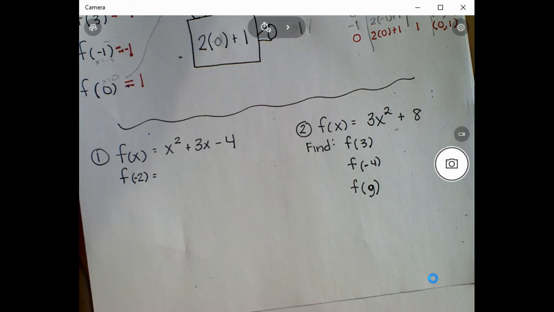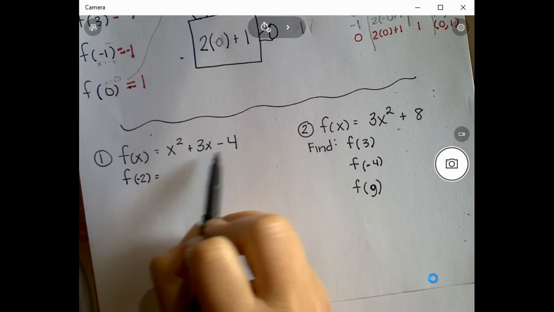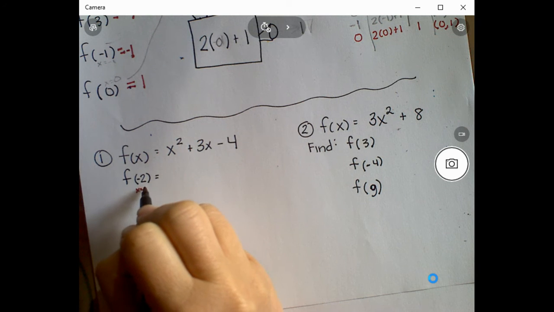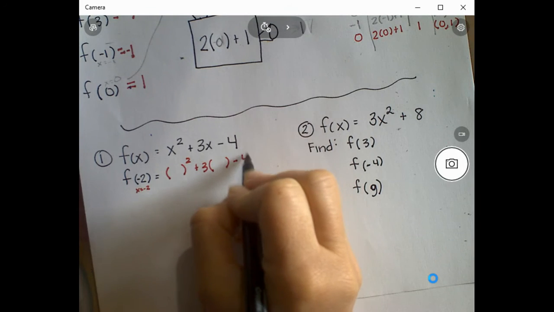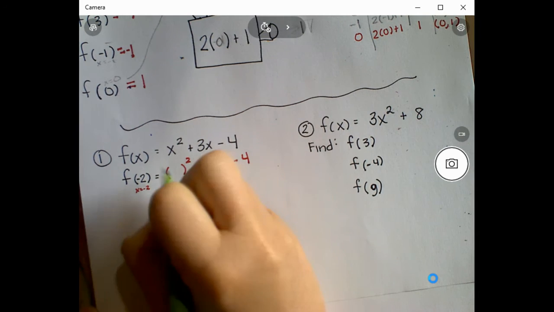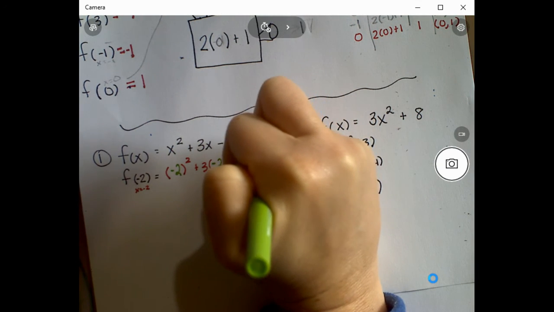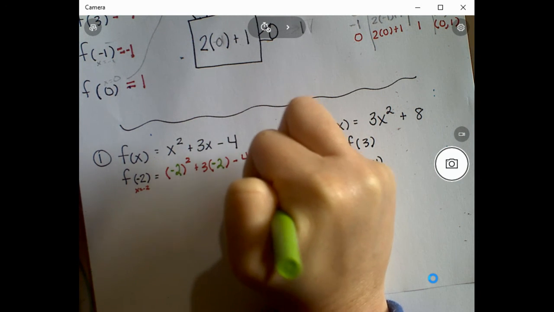All right, now I don't have a function machine drawn this time, so I'm just going to do it by hand. All right, f of x equals x squared plus 3x minus 4. F of -2, remember that means that x equals -2. Everywhere we see an x, we're going to put -2. And remember, we substitute using parentheses to hold the spot. All right, simplify using the order of operations. Remember the order of operations: group, exponent, multiply or divide, and add or subtract.